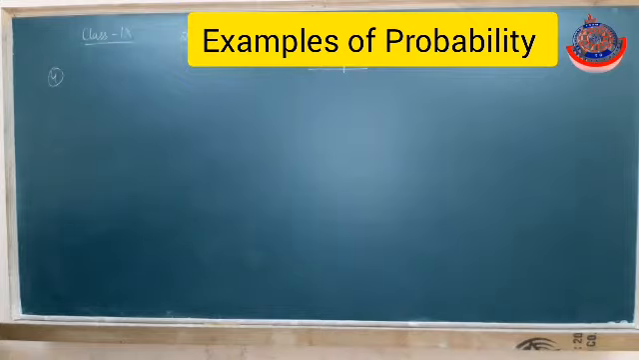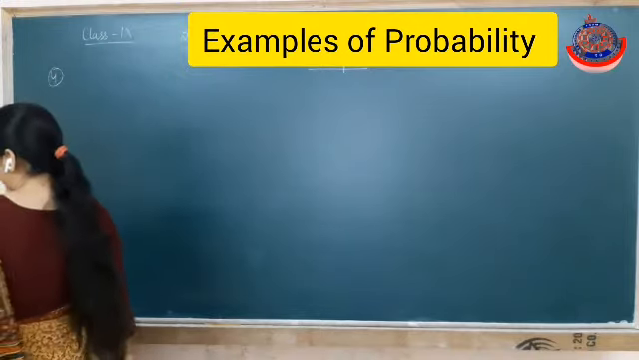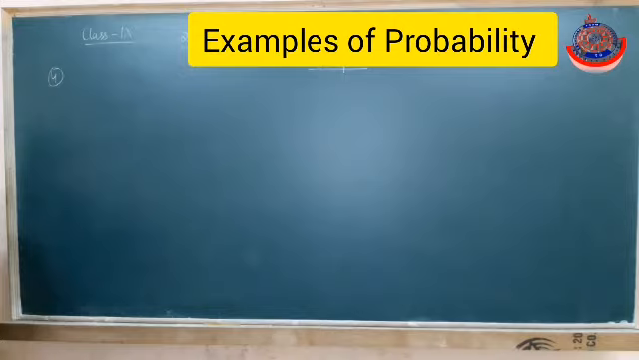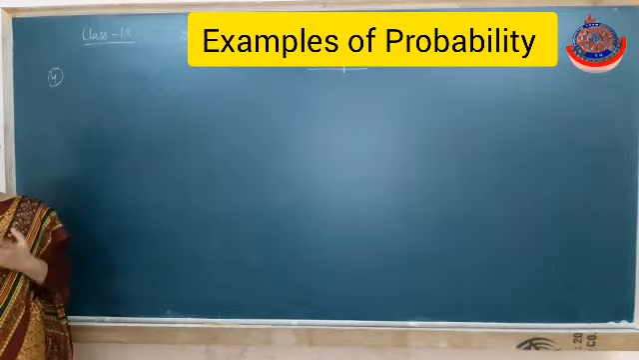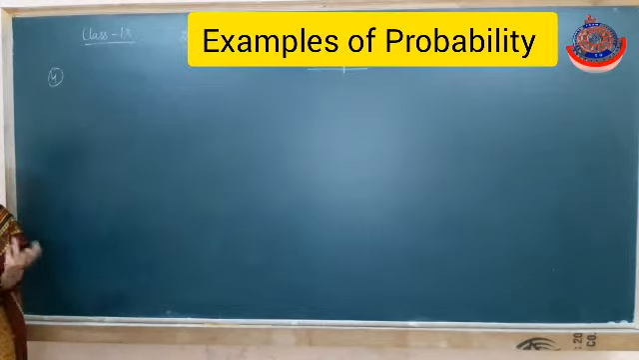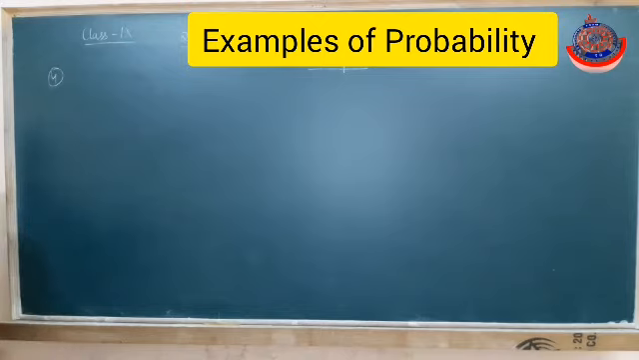Now example number 4 says, on one page of a telephone directory there were 200 telephone numbers. The frequency distribution of their unit place digit is given. Out of these 200 numbers, the frequency tells us in how many numbers 3 was at the unit place, in how many numbers 5 was at the unit place. The table is given to us.